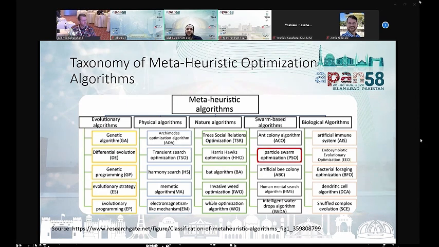And in this research, we used particle swarm optimization, which is one of the most popular swarm-based algorithms. This algorithm is one of the most known, and it has a fast execution time and few control parameters. And we used it in this research as the feature selection algorithm.